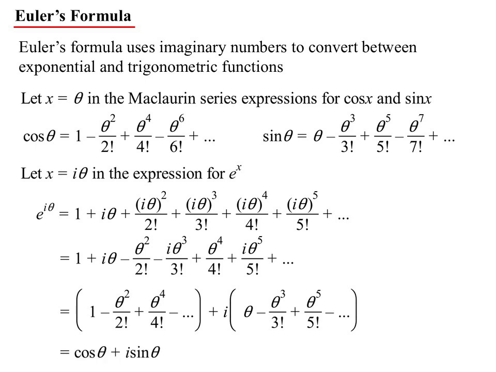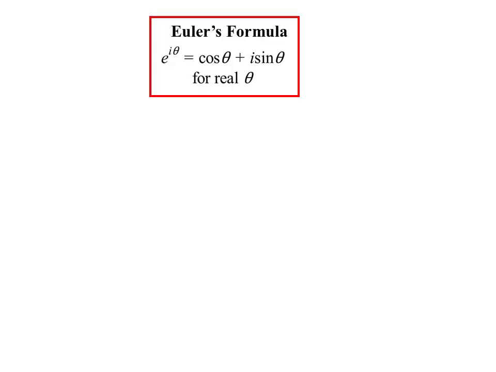We can turn our trig functions, cos theta plus i sine theta, into an exponential function, e to the power of i theta. So that's the formula. e to the power of i theta is equal to cos theta plus i sine theta. And that will be true for all values of theta. Well, assuming theta is a real number, I guess.